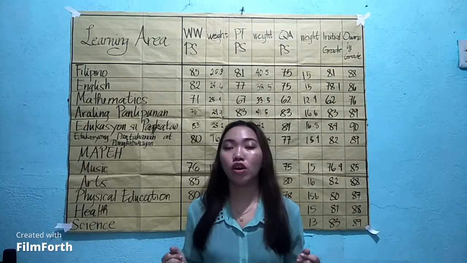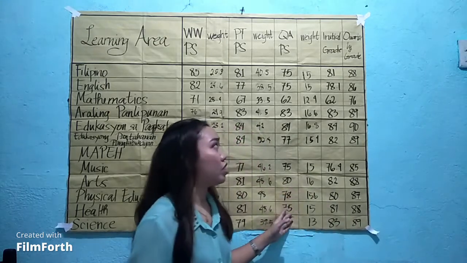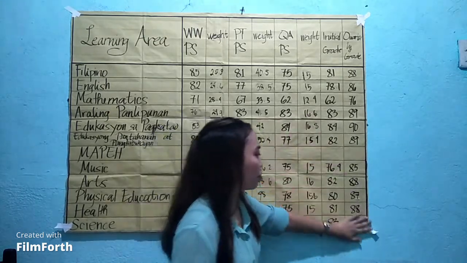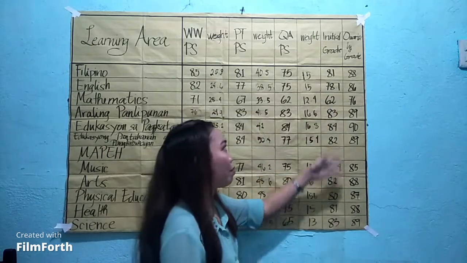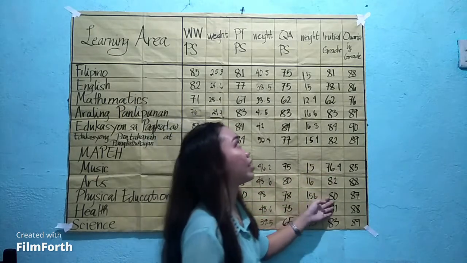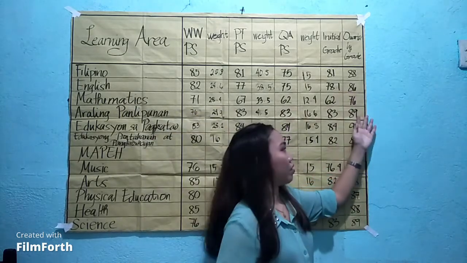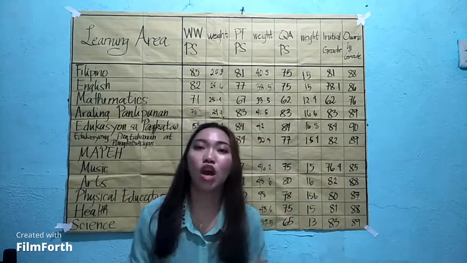I put all the initial grades in the table. So this is the initial grade. After I solve it, I put it in the table in a blank space and then transmuted it. So 88, 86, 87, and so on and so forth.